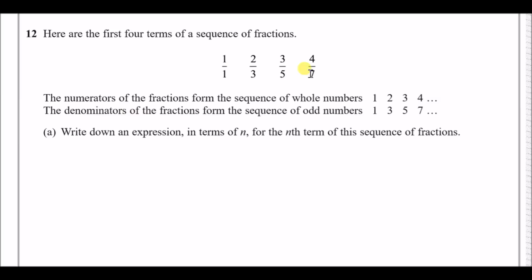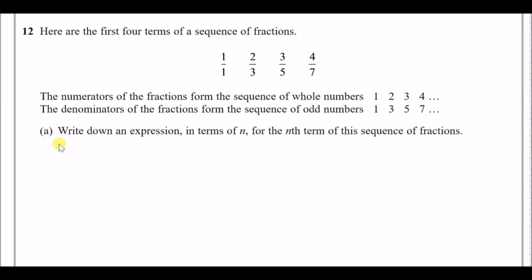The denominator, the bottom half, of the fractions form the sequence of odd numbers. Okay, just like we said. Now part A: write down an expression in terms of n for the nth term of the sequence of fractions. What this actually means is that we need to find the nth term for the whole numbers and an nth term for the odd numbers, and then put them on top of each other as a fraction.